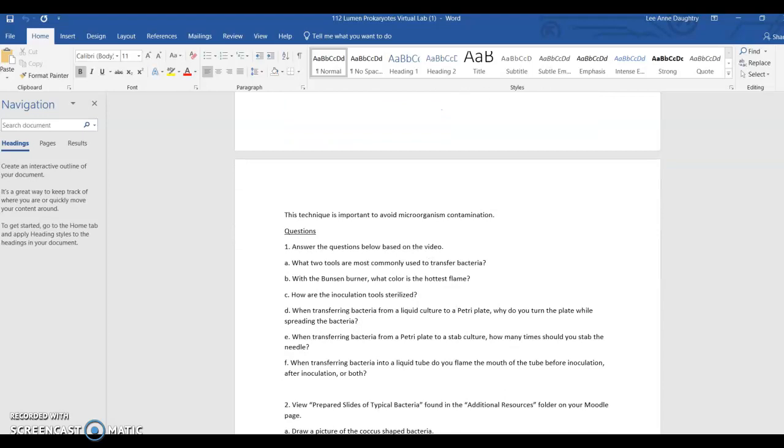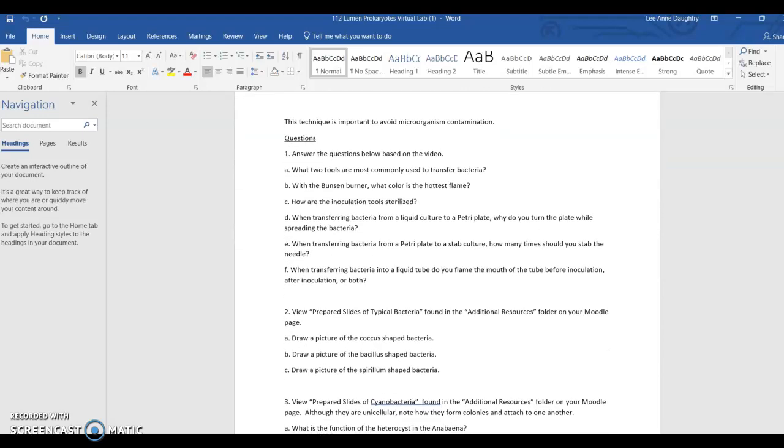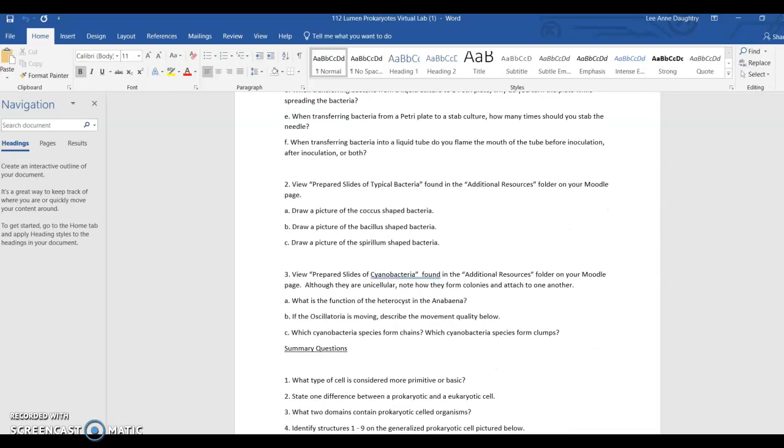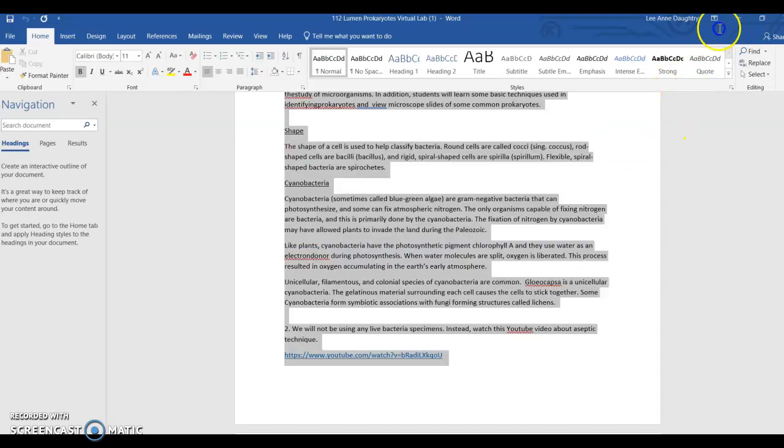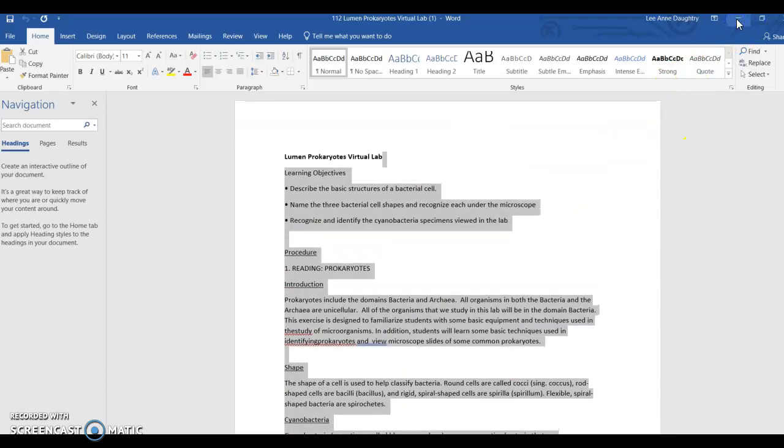I don't believe students had trouble with that. I've graded this lab, and for the students who completed the lab, it seemed like they did fine on question number 1. But when you get to question number 2, it tells you that you can find the prepared slides of typical bacteria in the additional resources folder on your Moodle page. So in order to get the information so that you can draw a picture of the coccus shape, the bacillus shape, the spirillum shape, I'm just going to minimize this for a minute.